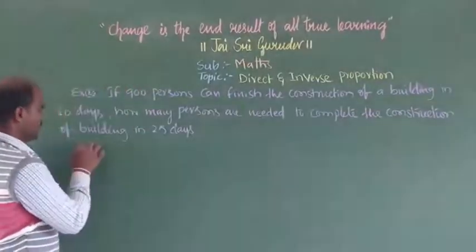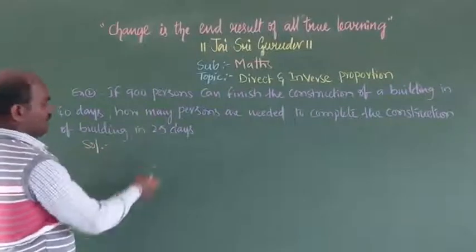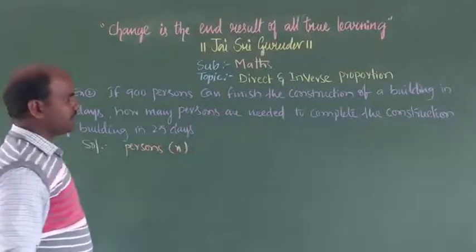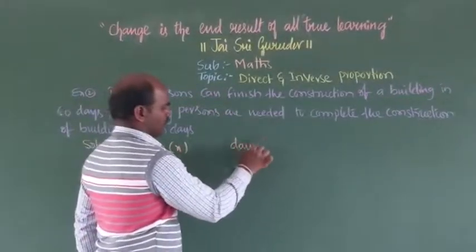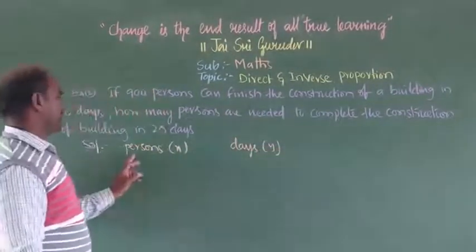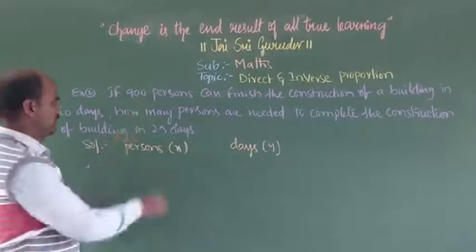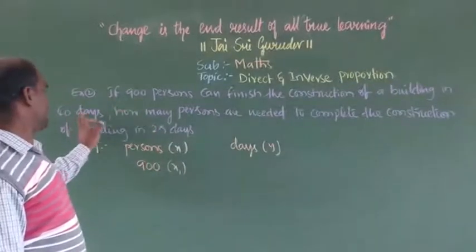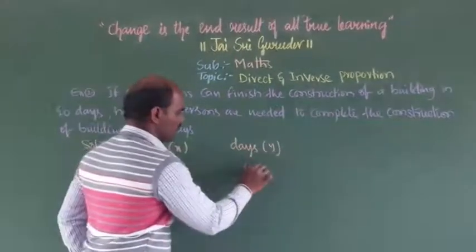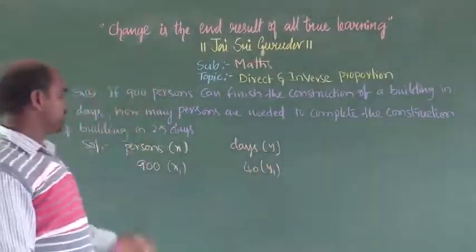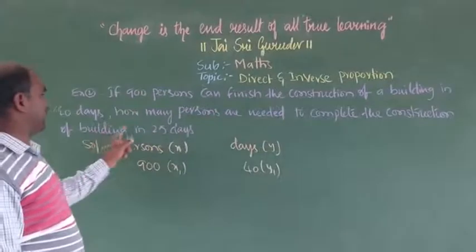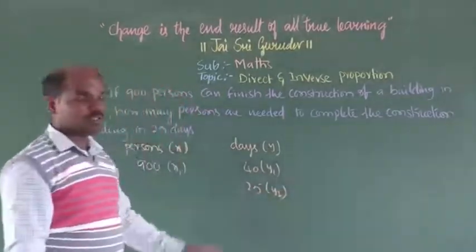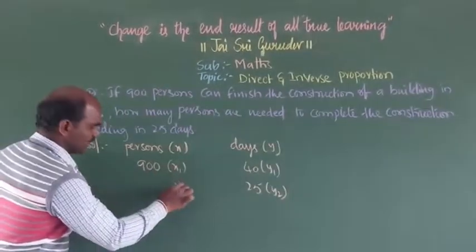So we are doing the solution. Now I am taking persons as x and days as y. How many persons are there? The first one is 900 persons, which I consider as x1. In that, how many days to complete? 40 days, so 40 days will be y1. Next, to complete the construction of the building in 25 days, 25 days is y2. Then we have to find x2, the question mark.